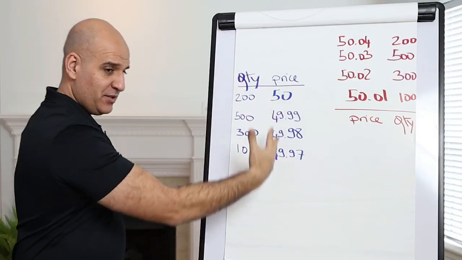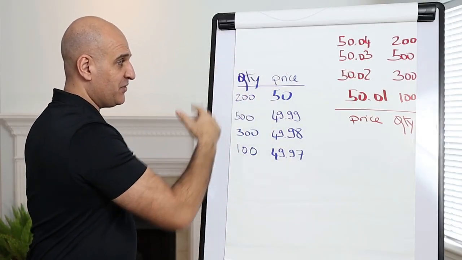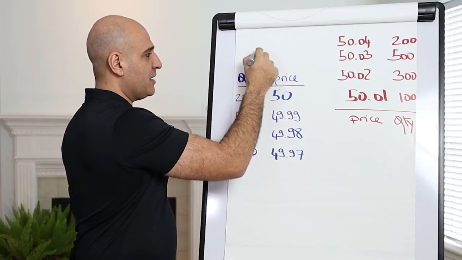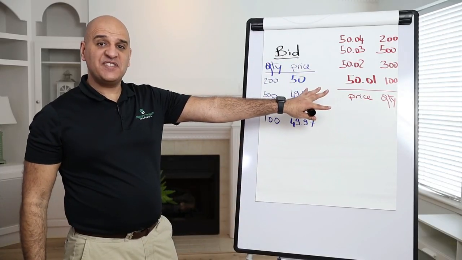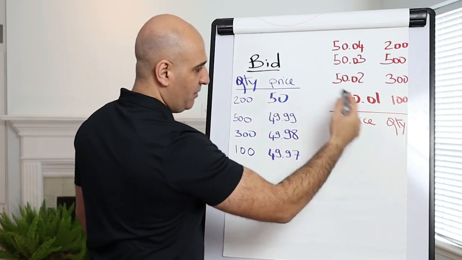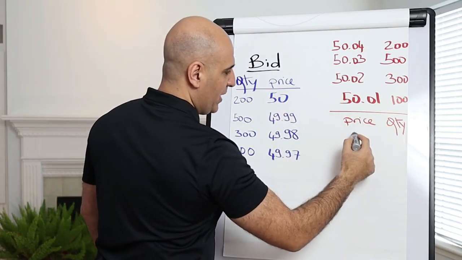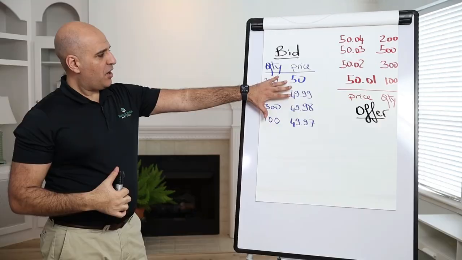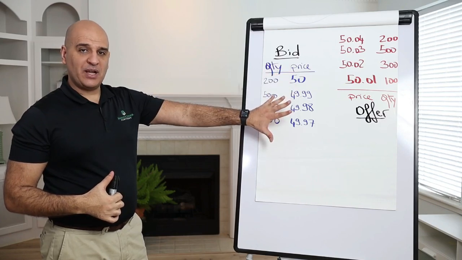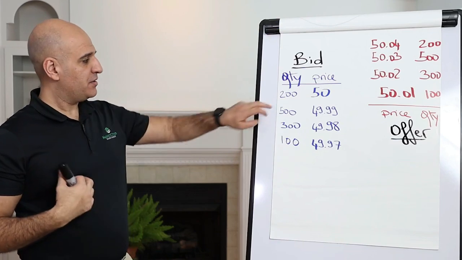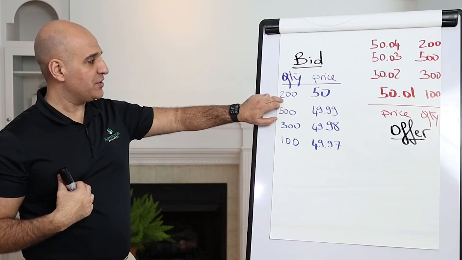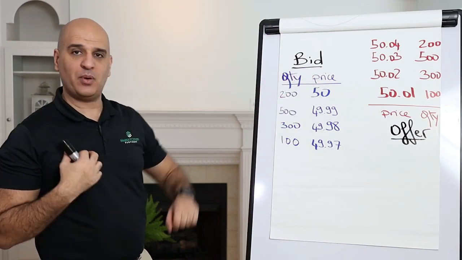So let me explain. In reality, you have basically two queues. A queue of buyers, this side here on the left side, we call it the bid side. And then you have a queue of sellers, this side here on the right side, we're going to call the offer. On the left side, it's sorted by price. So somebody is willing to buy at $50 and they're willing to buy 200 shares. So these are the quantities and these are the prices.